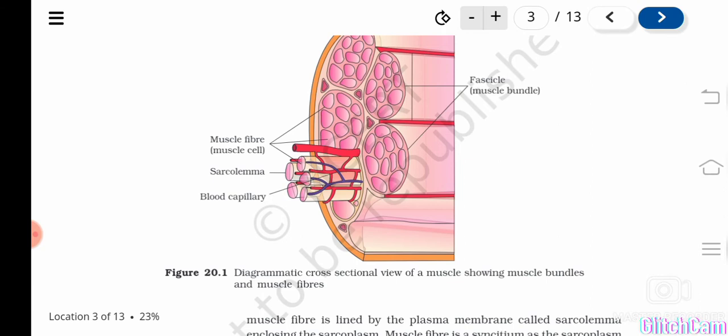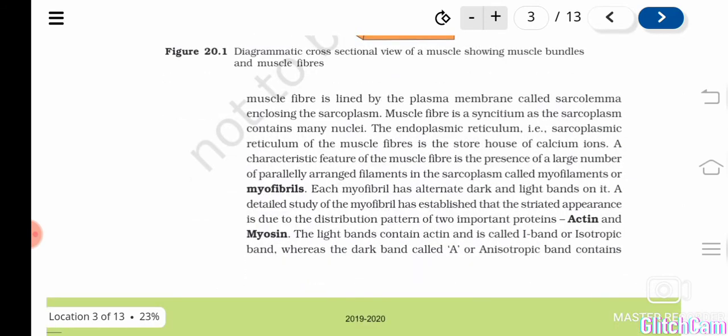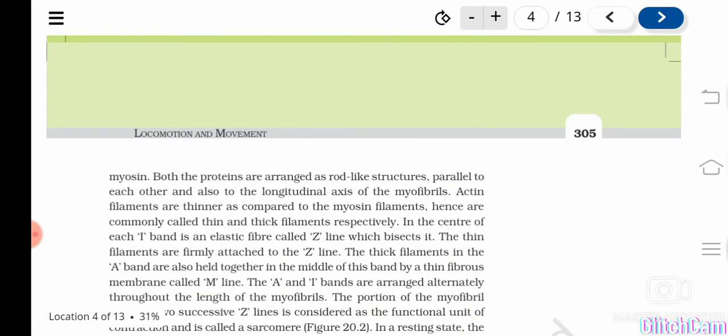So parallelly you can see, along the length of the muscle fiber, in the sarcoplasm there are certain rod-like structures, proteins arranged. They are known as what? Myofibrils or myofilaments. And in the myofibrils you can see dark and light bands. These dark bands actually correspond to a protein known as myosin, okay, and the light bands are actins. Understood? Now the I band, that is the light band, is also known as the isotropic band, and the dark band is also known as the anisotropic band, okay.